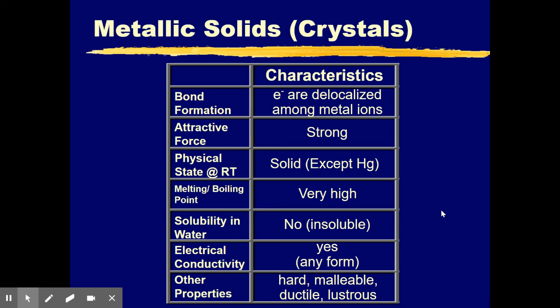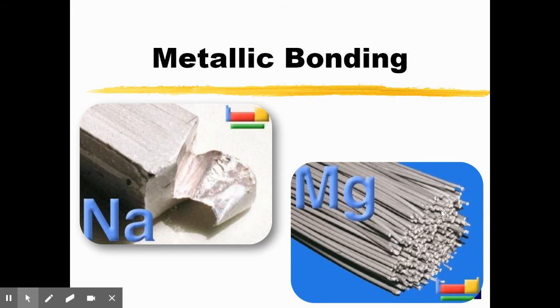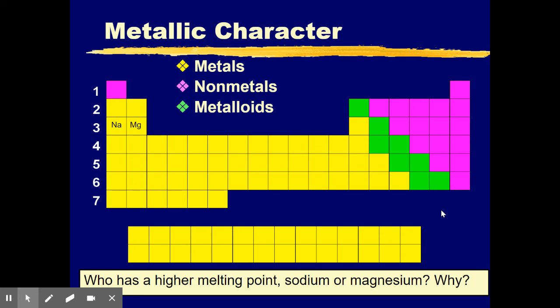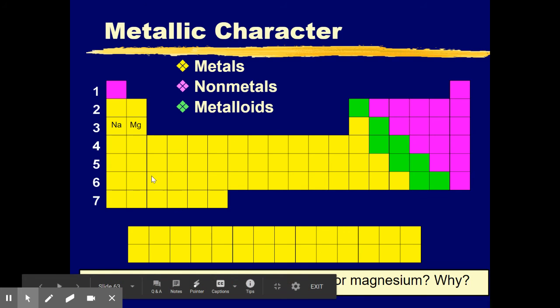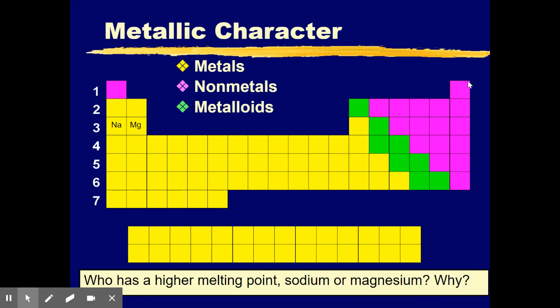Electrical conductivity: yes, they are conductive whether they're a solid, liquid, or a gas. Other properties include them being hard, malleable, ductile, and lustrous, shiny. Again, metals are on the left side of the periodic table. On this diagram, they're yellow. This pink one is hydrogen, which really should be over here, but because it only has one valence electron, technically it fits into group 1 the best.